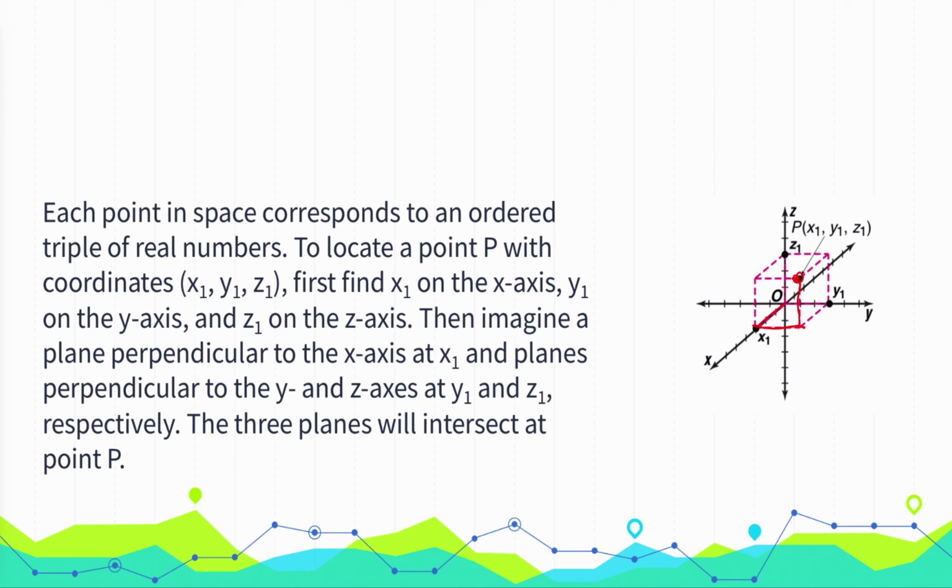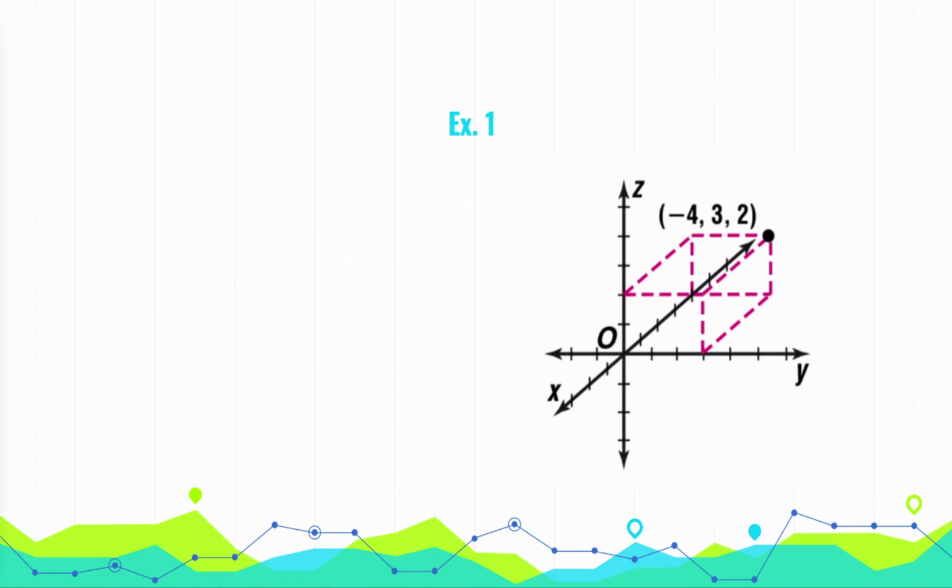I'm not going to make you draw things in 3 dimensions because that's just not any fun, and it always looks like a disaster. So, locate the point at -4, 3, 2. It's literally going to be -4 units on the x-axis, so backwards, and then 3 units on the y-axis, and 2 units on the z-axis. There's your point.